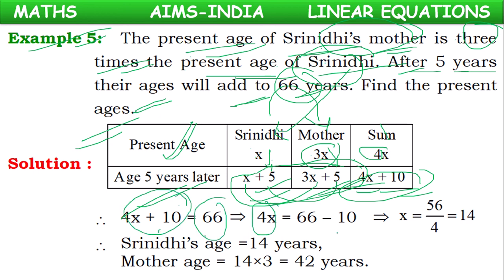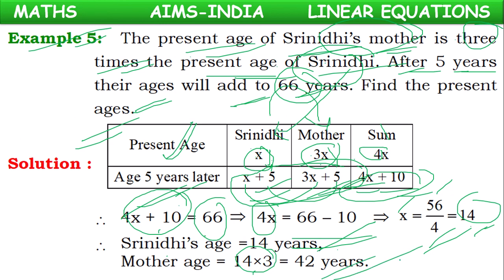So then 4x equal to 66 minus 10, which is equal to 56. X equal to 56 by 4, that is equal to 14. So Srinidhi's age is x, that is 14. Mother's age is 3x, means 14 into 3, that is equal to 42 years.